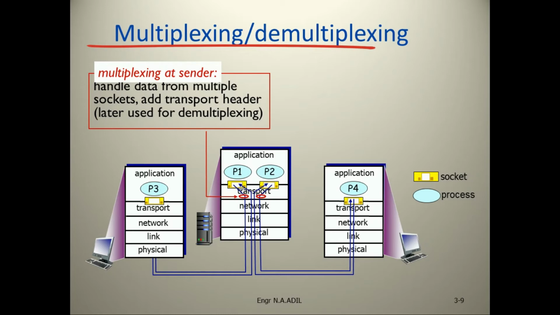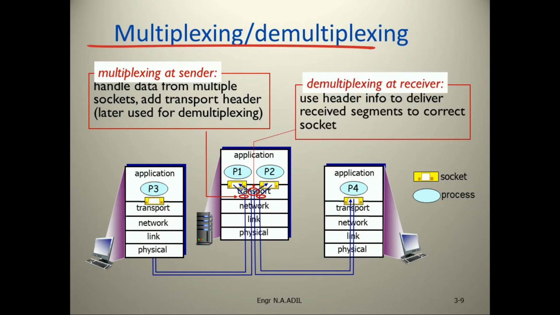Multiplexing at sender: handle data from multiple sockets and add a transport header, later used for demultiplexing. And demultiplexing at receiver: use the header information to deliver the received segment to the correct socket.